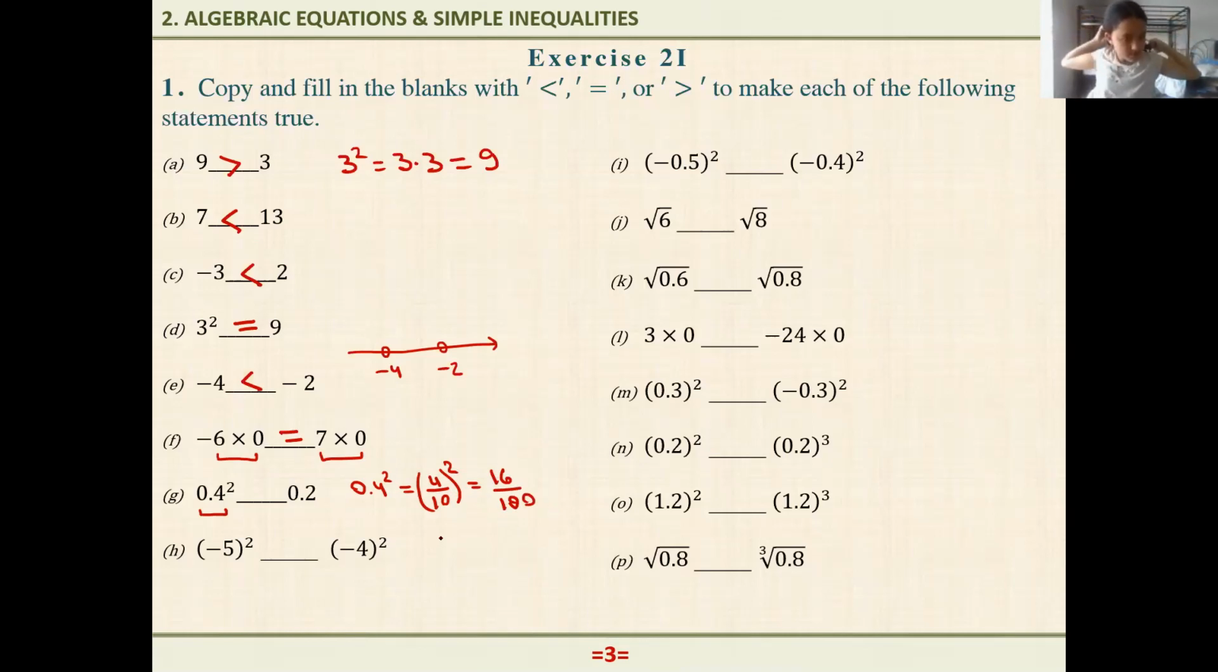How about the second number? 0.2 means 2 over 10. If you multiply numerator and denominator by 10, here we have 20, here we have 100. Now I can compare 16 over 100 and 20 over 100. Which one is greater? 0.2, right? So 0.4 squared is less than 0.2.